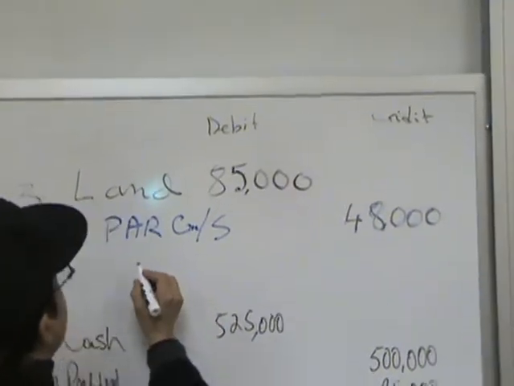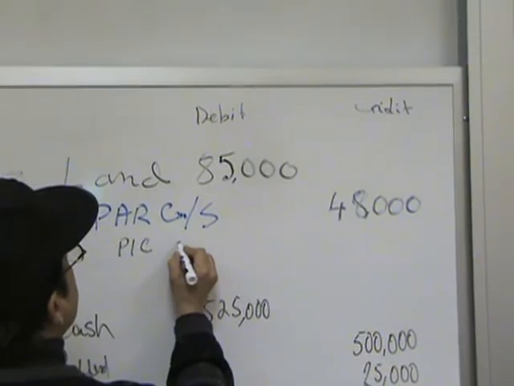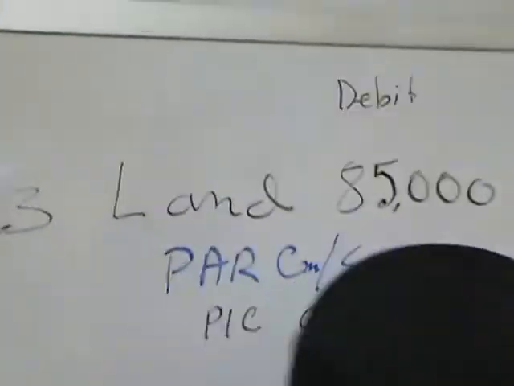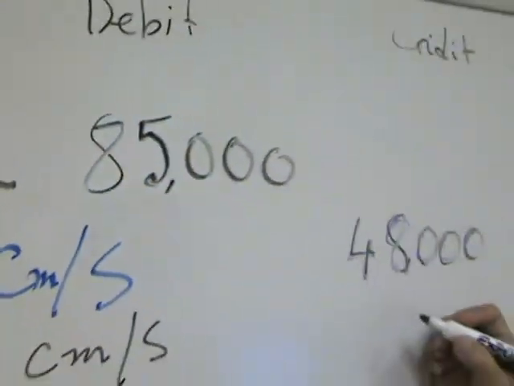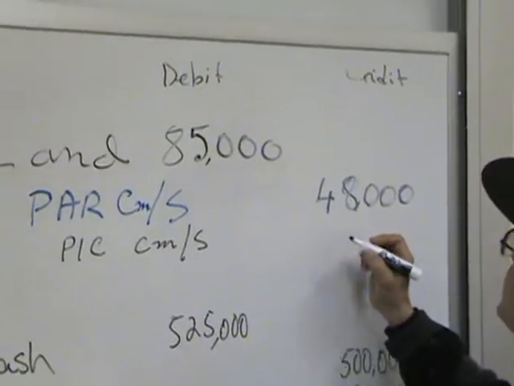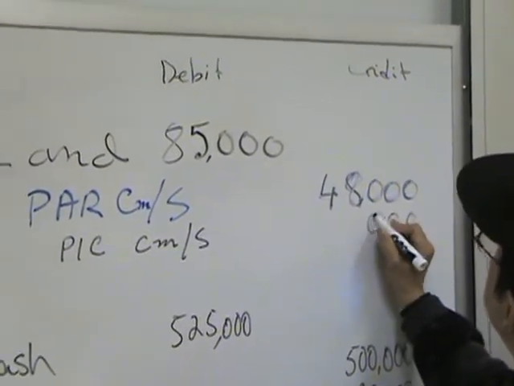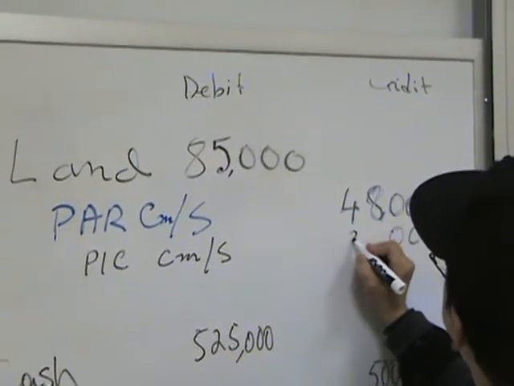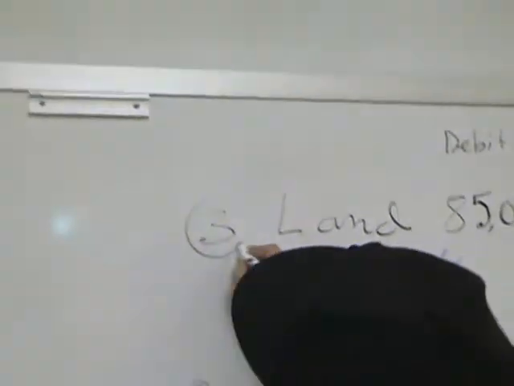Then paid-in capital, common stock, for the difference. The difference came in easy. Common stock is how much? 37,000. That's entry 3. Put a little 3 up there with a circle.